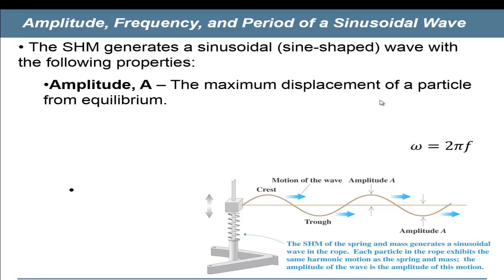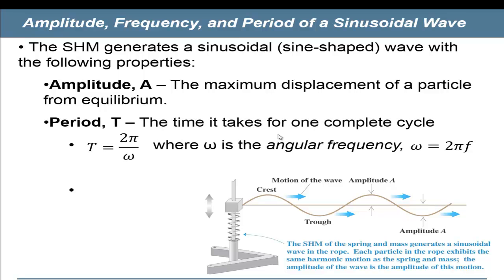So when we have this simple harmonic motion, this generates this sinusoidal or sine-shaped wave, and we have these properties on it. First, we have the amplitude A, which is the maximum displacement of a particle from equilibrium. That's our amplitude right here. The period is the time it takes for one complete cycle. So we say, from cycle to cycle, if we have a starting point here and it goes up and then back down and then on its way back up, this would be one complete cycle, right?